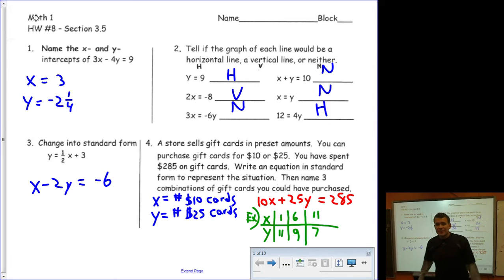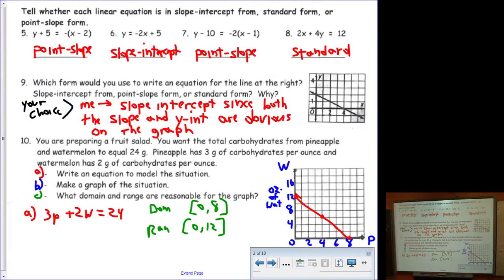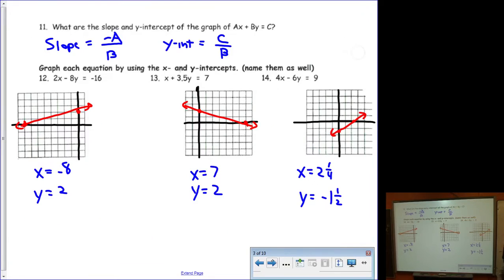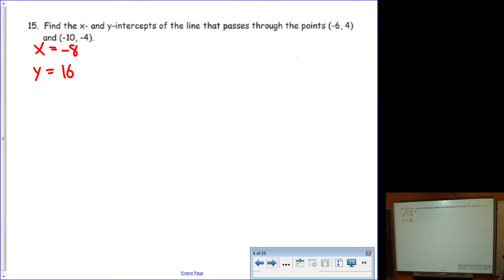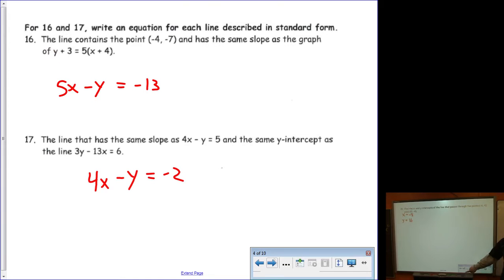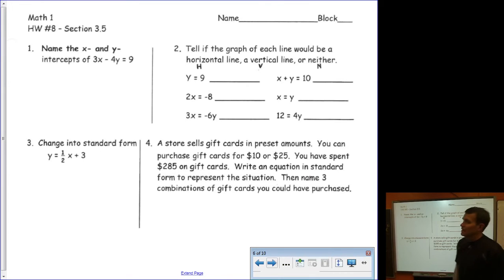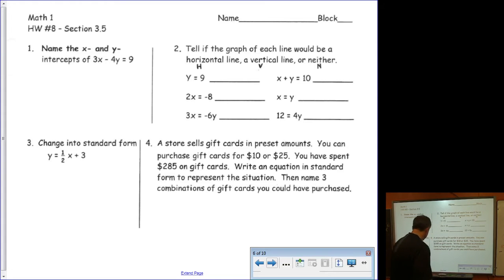All right, here's the answers for homework number 8. All right, let's go over them.